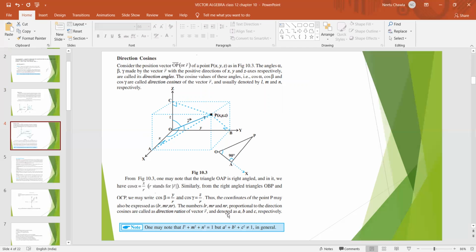These lr, mr and nr, which are proportional to the direction cosines, are known as the direction ratios, denoted by small a, small b and small c. These direction cosines are always proportional to the direction ratios. See here, l square plus m square plus n square is equal to 1, which means the sum of the squares of the direction cosines is equal to 1, but this does not hold for direction ratios. You have to keep in mind this note. This is a very important point from which one marker questions can be made.